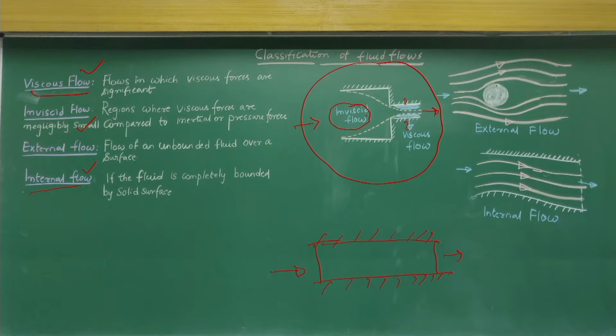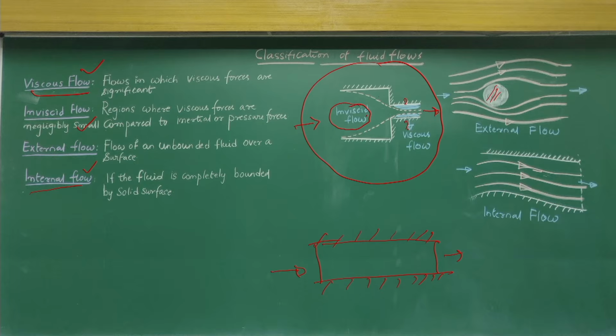If you look at other types of problems, like a flow over a tennis ball, you may consider the tennis ball moving with a velocity v, or you can consider the wind moving with velocity v. Both are the same conditions. In this case, we consider that the wind is moving and the tennis ball is at rest.